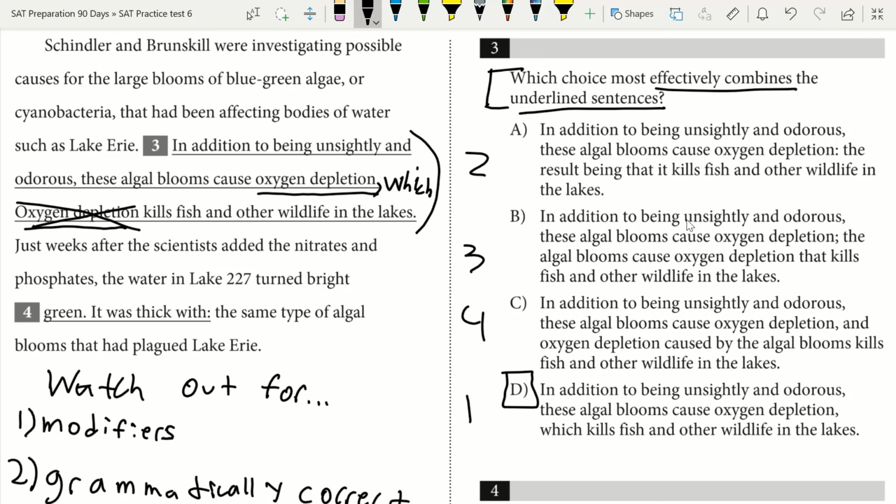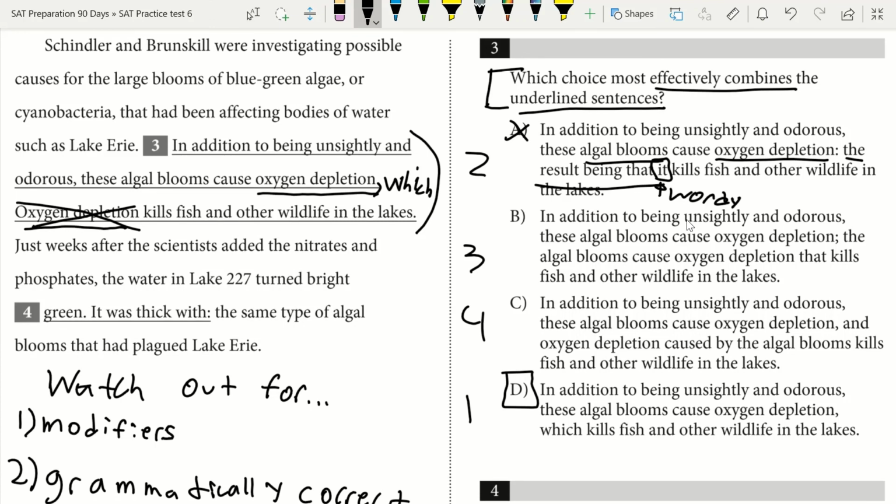So next we would go to 2. We would have, in addition to being unsightly and odorous, these algal blooms cause oxygen depletion, the result being that it kills fish and other wildlife in the lakes. Saying the result being that, that's very, very wordy. We don't want to be wordy when we're combining sentences like this. The other thing I see is that I have the pronoun it, right? If I'm going to use the word it, I know that that's referring to oxygen depletion, and that's kind of just like repeating the word oxygen depletion again, so I wouldn't want to do that. So it's wordy, it's not efficient in its word choice, it's not concise, it's repeating oxygen depletion by using this pronoun it, so A would be incorrect.